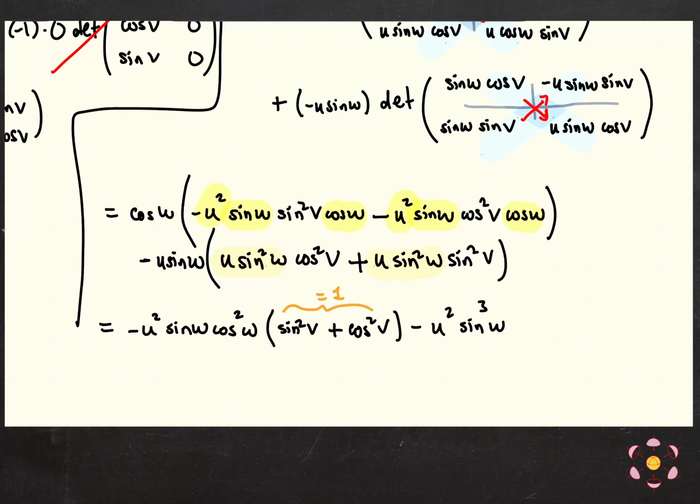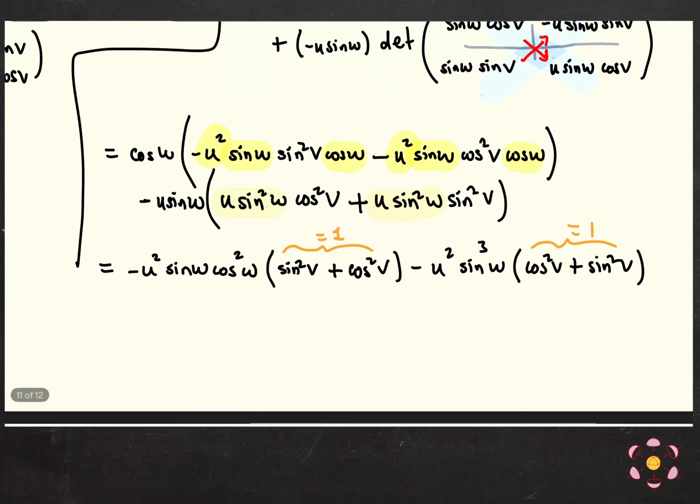Okay, and then what do we have left? So parentheses, cosine squared of v plus sine squared of v. Okay, another chance to make Pythagoras happy. These are going to simplify to 1, so what do we have next? Negative u squared, sine of w, cosine squared w, times 1 minus u squared sine cubed of w times 1.